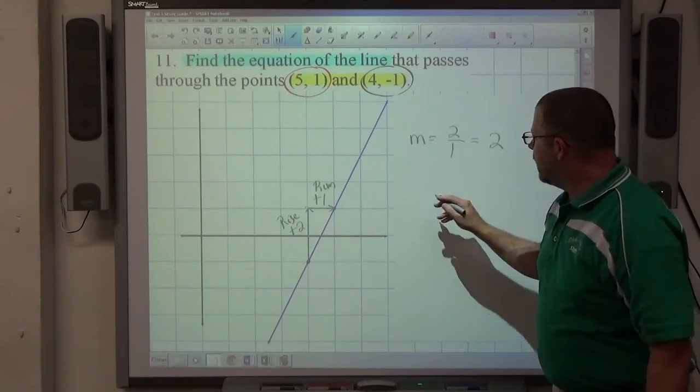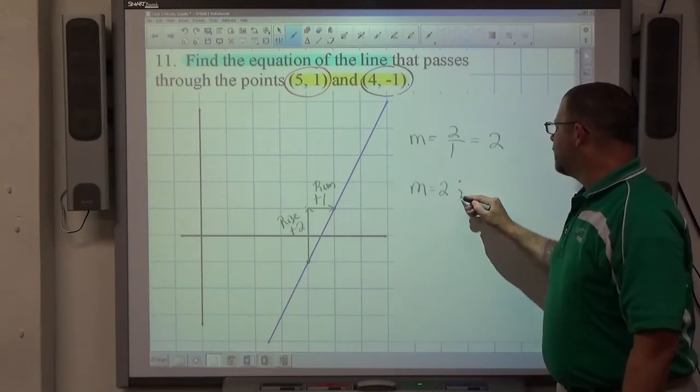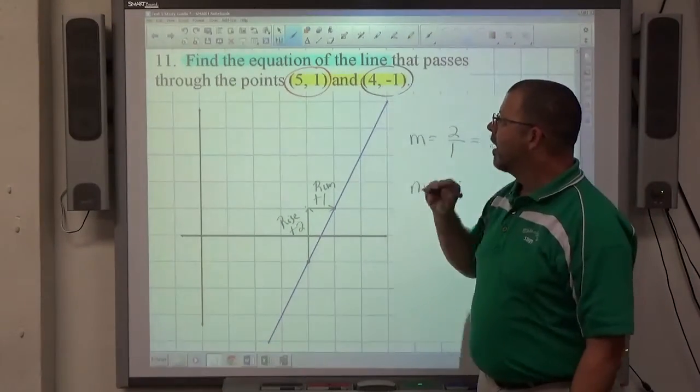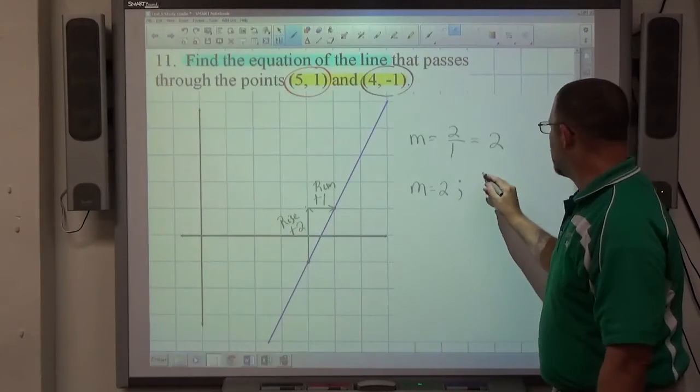At this point, I'm going to go to slope equals 2. And I need a point, and I've got 2 points. It doesn't matter which point you pick. Pick one of the 2 points. I'm going to take 5, 1.